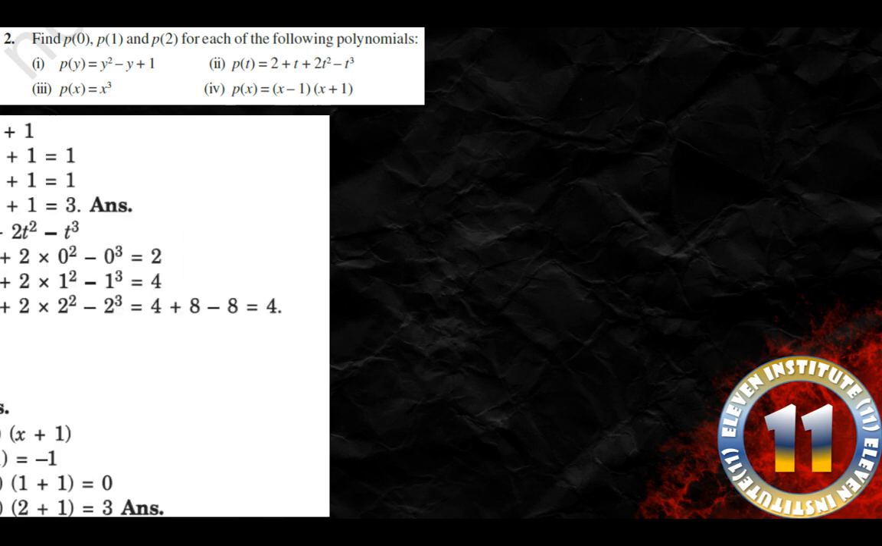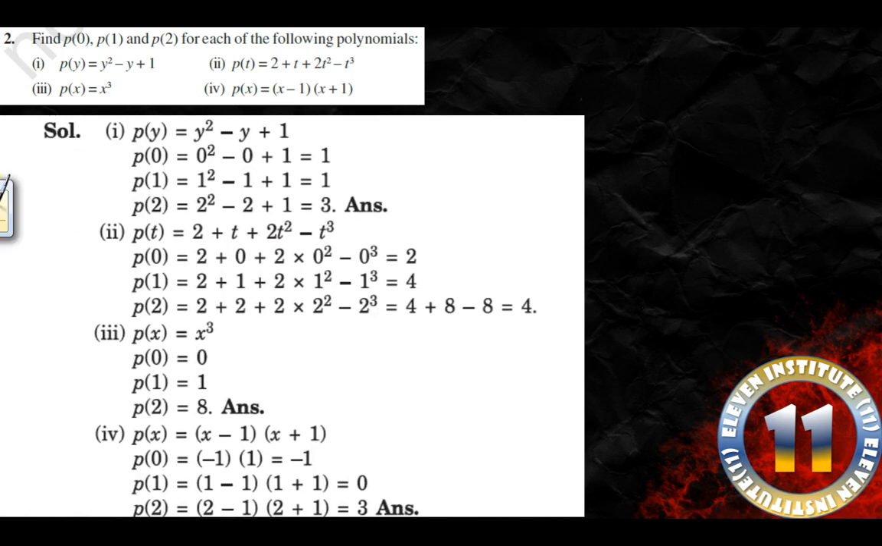This was also given to you in homework. For each and every polynomial you had to find three values, p of 0, p of 1 and p of 2. Fine, so this is the solution for it. See, this is the first polynomial, y square minus y plus 1. Instead of y we have written 0, 1 and 2, and we have three different answers for it.